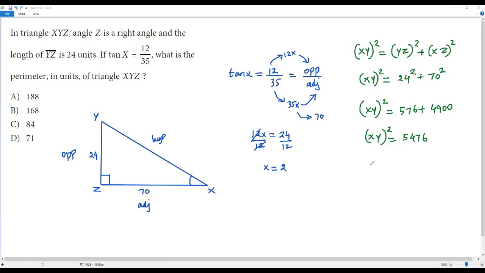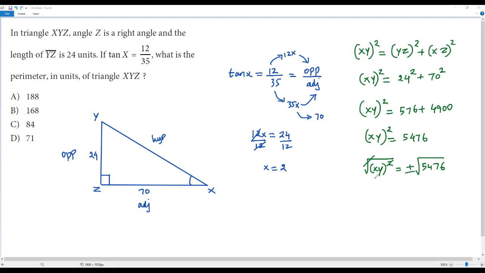Okay, now to get the length of XY, we have to get rid of this exponent 2. For that, we have to take a square root on both sides. Okay, let me do it. That is the square root of XY, the whole squared. On the right side, we have to take the square root of 5476. Here on the left side, the square root and square will cancel out. Whenever we take a square root on both sides of an equation, one of the square roots will cancel out. And for the other square root, usually we consider a positive or negative sign.